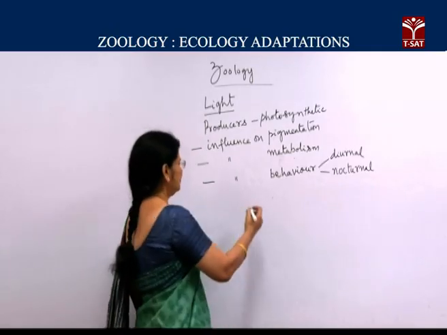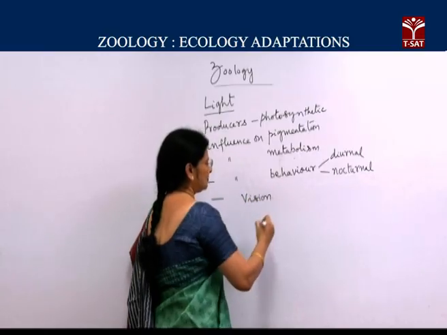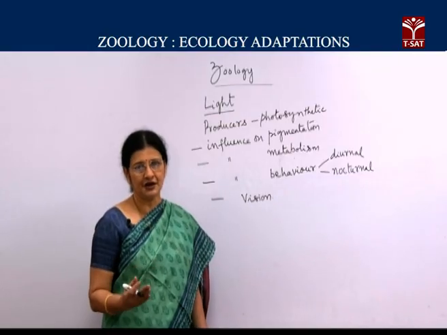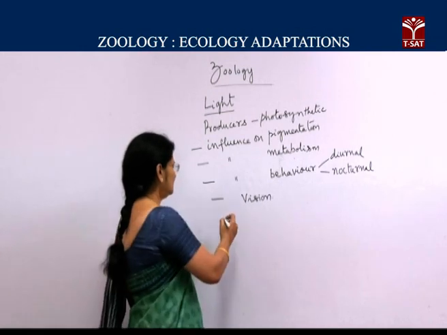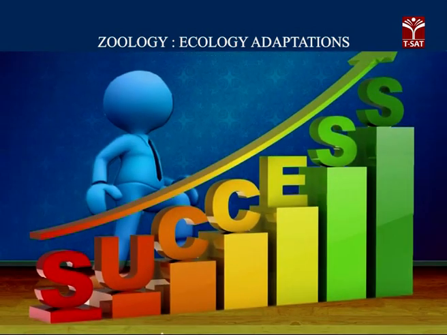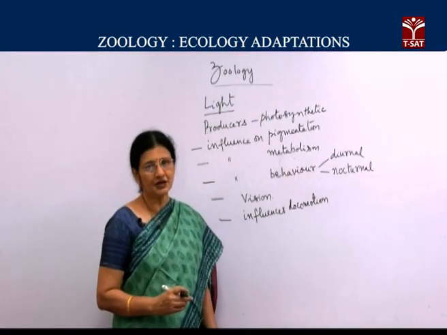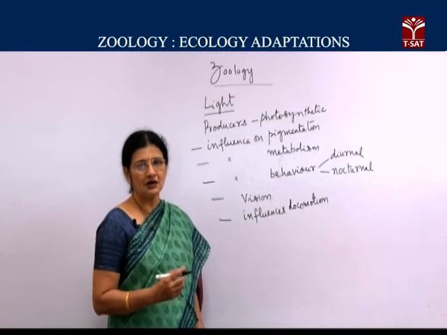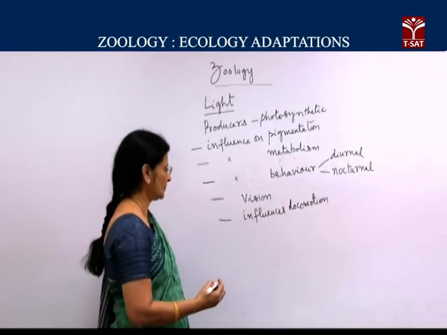And of course, vision. Vision, as we all know, light plays a very important role. Anything we can see, we can find out only in the presence of light. Then, light influences locomotion, movement of organisms. This movement of organisms is directional change or speed, change in the speed of the organisms.